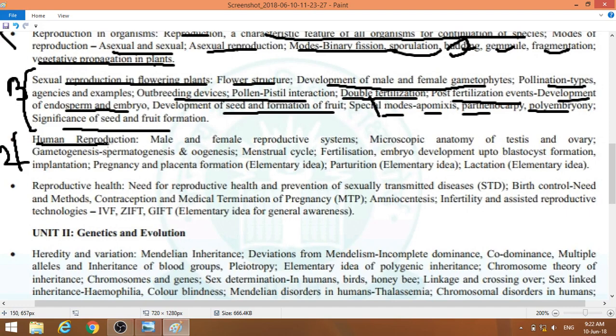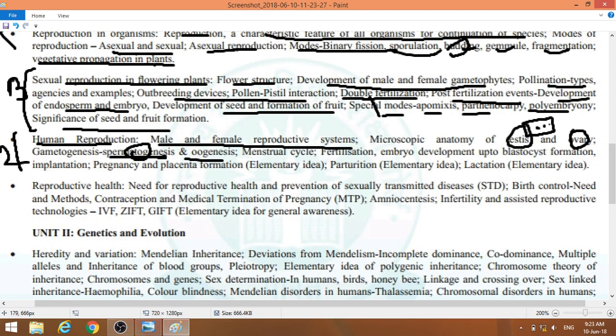Then zoology, human reproduction: the male and female reproductive systems. Microscopic anatomy of testes and ovary. So you have to study the whole structure or ultrastructure under the microscope, what is inside the testes and what is inside the ovary. Gametogenesis: you have to study spermatogenesis and oogenesis. The question came from this one.